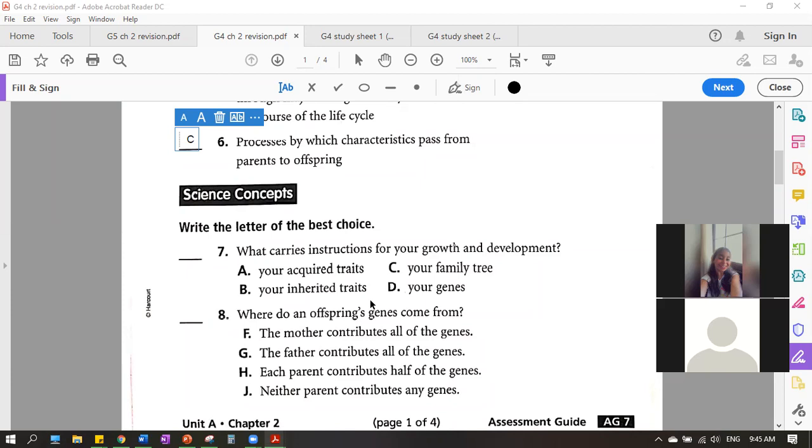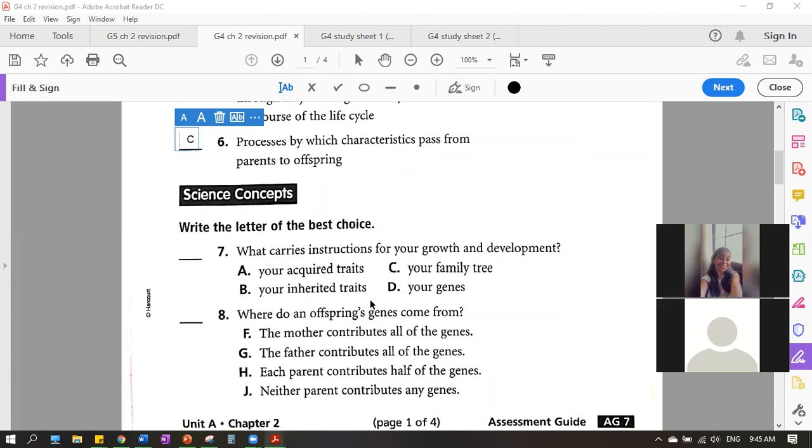So the question here, Lyanne, says you carry these instructions, like growing, how tall you will be. Do you carry them as an acquired trait, like something you gain while you're growing, or as inherited traits, from your family tree, or is it in your genes? Guess the answer, and we will discuss it later.